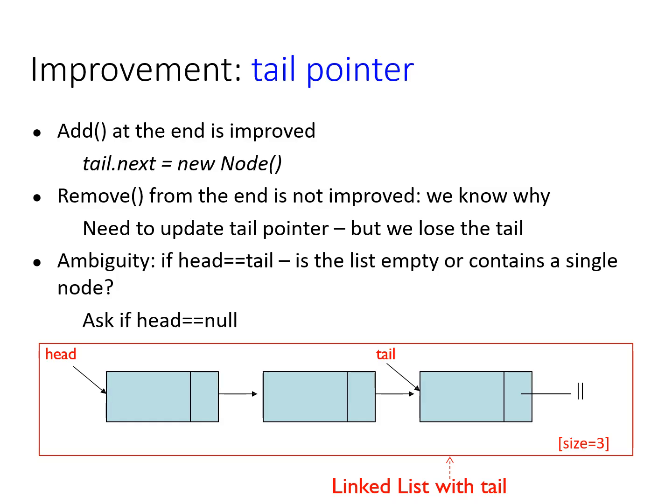Let's discuss some possible improvements to the linked list data structure, which can help us improve the efficiency of some operations. First of all, we can make good use of a tail pointer. With a tail, adding at the end is fast. Removing from the end does not improve. We do not have access to the node before the last, and we cannot reset the tail in case of removing the last node.